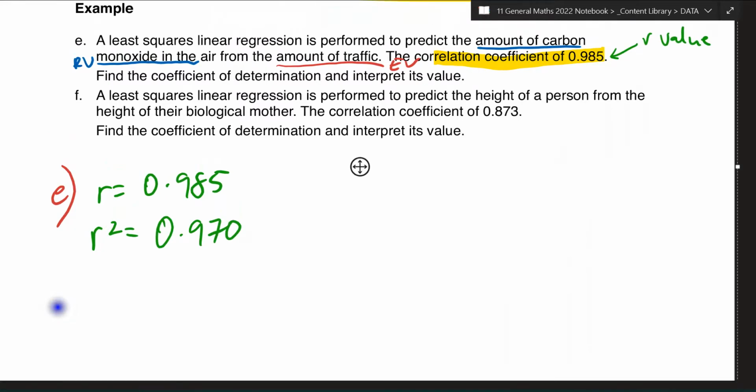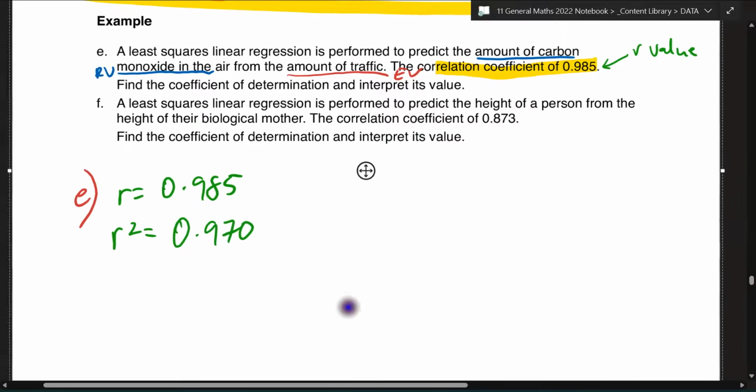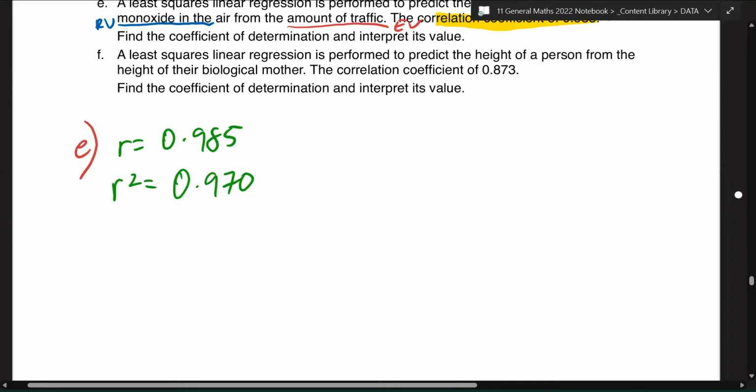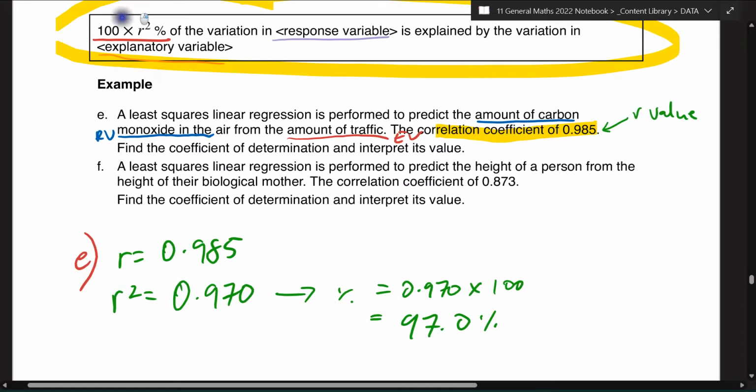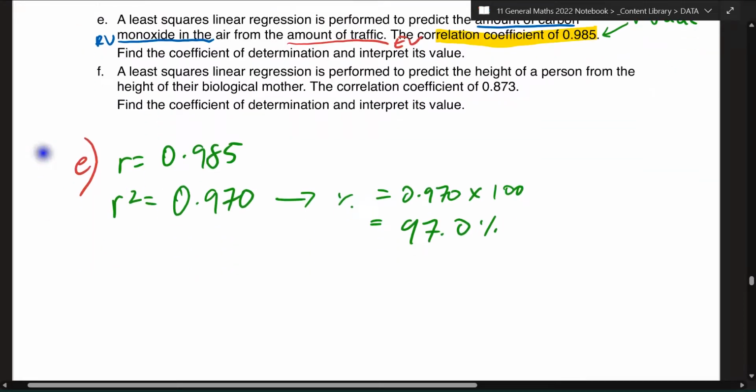Now we need to interpret this. But before we do, we just need to convert it into a percentage. So remember, to convert a decimal to a percentage, just multiply it by 100. So it's going to be 0.970 times 100, which equals 97.0%. And now we interpret it. I'm just basically following what it tells me here: turn it into a percentage, and now we interpret it.